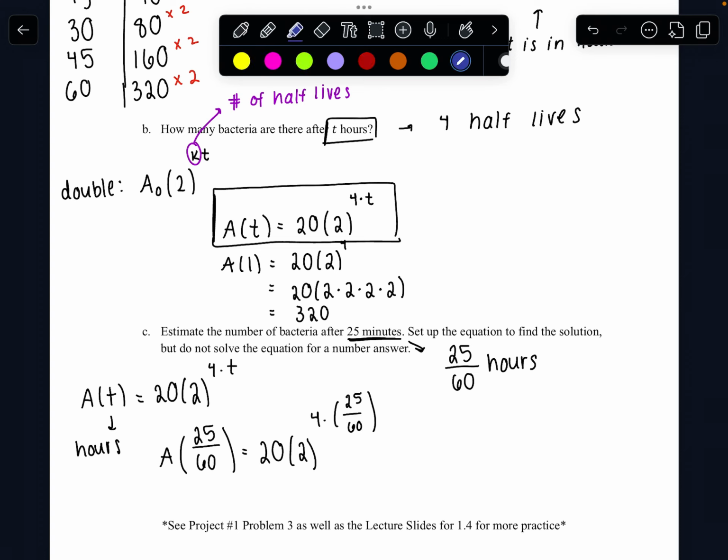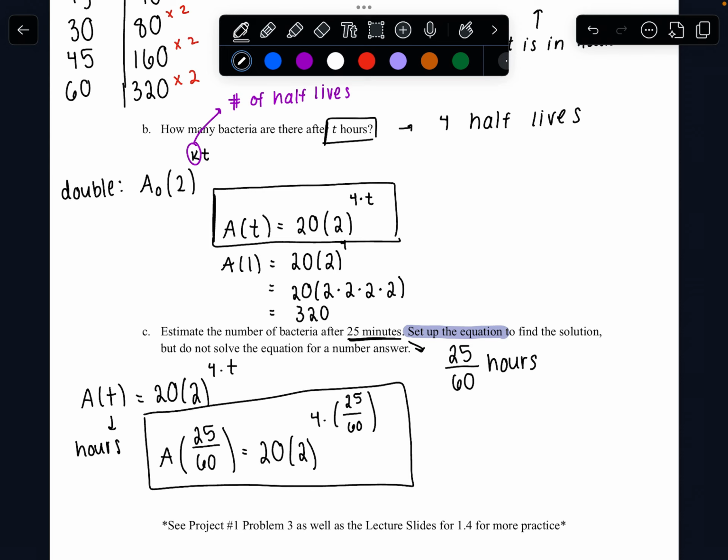Notice how it says, set up the equation. We have set up the equation. I could plug this into a calculator if I wanted to, but I don't want to, and you won't have one. So, there you go.